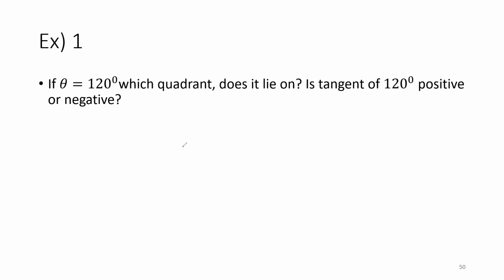First, locate 120 degrees in the unit circle. So 120 degrees is about right here, right? Here's 120 degrees. It is a degree within the unit circle. So it has an x coordinate of negative 1/2, and a y coordinate of radical 3 over 2, right? Okay, let's answer the first part. Which quadrant does it lie on? 120 degrees is right here, so that is technically in quadrant 2.